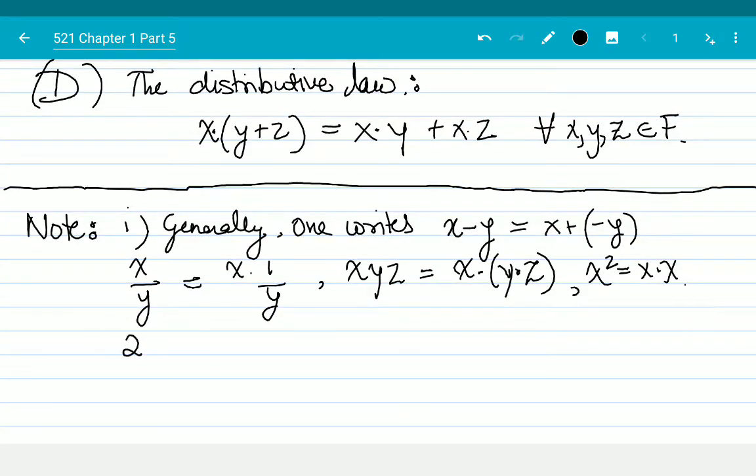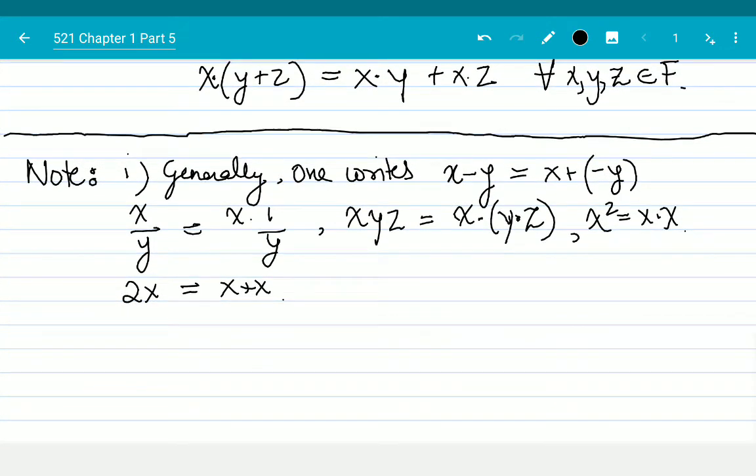Let me write down some more things. 2x, which is equal to x plus x, even though intrinsically we might not have a very good idea of what 2 is, we generally write these notations so that we have some leeway. We don't want to write down the symbols too much if we can get away with things. It is generally understood.